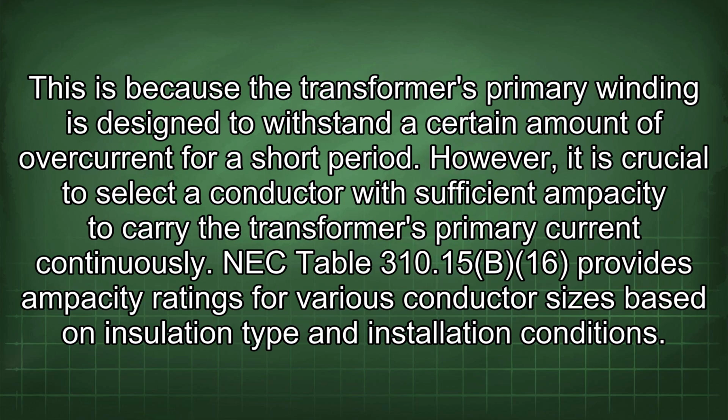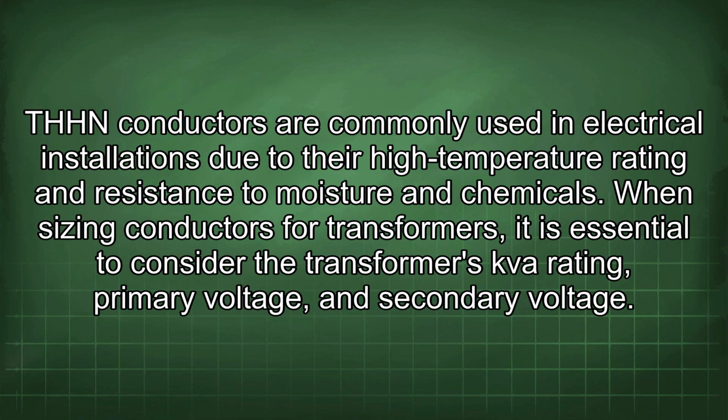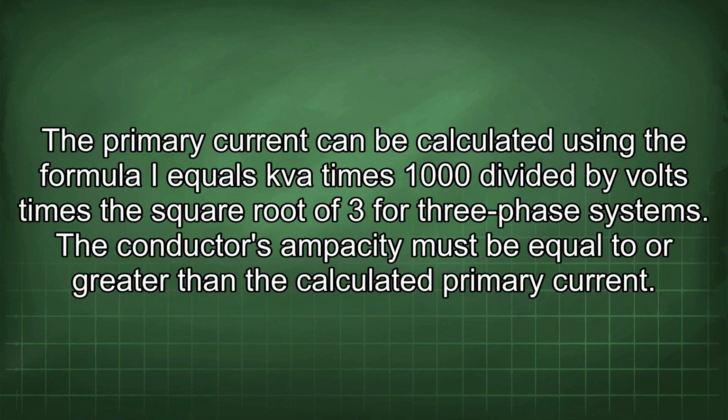NEC Table 310.15(B)(16) provides ampacity ratings for various conductor sizes based on insulation type and installation conditions. THHN conductors are commonly used in electrical installations due to the high temperature rating and resistance to moisture and chemicals. When sizing conductors for transformers, it is essential to consider the transformer's kVA rating, primary voltage, and secondary voltage. The primary current can be calculated using the formula I equals kVA times 1000 divided by volts times the square root of 3 for three-phase systems. The conductor's ampacity must be equal to or greater than the calculated primary current.